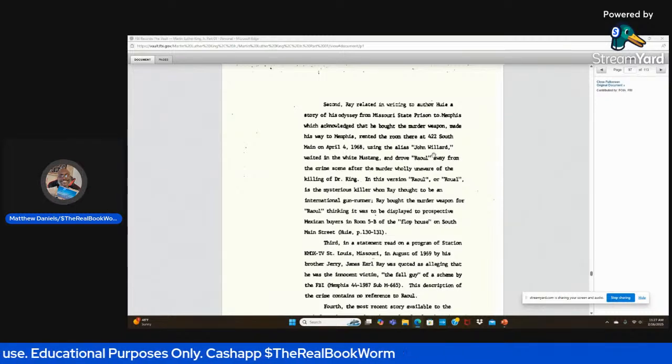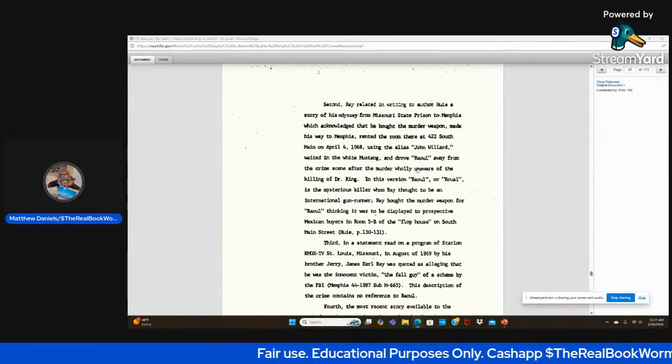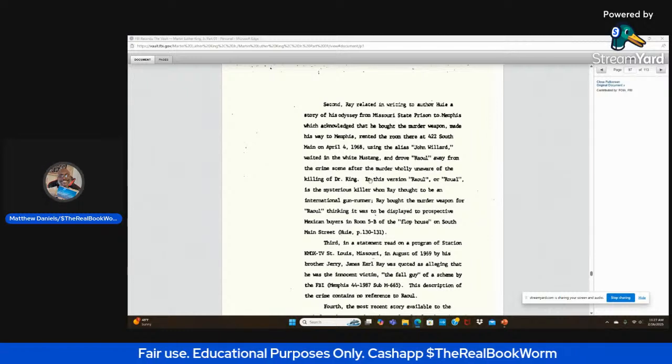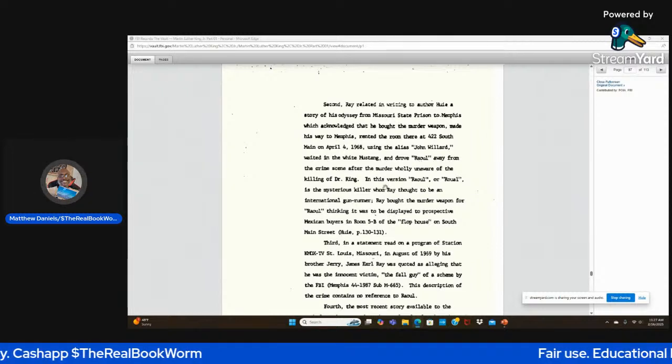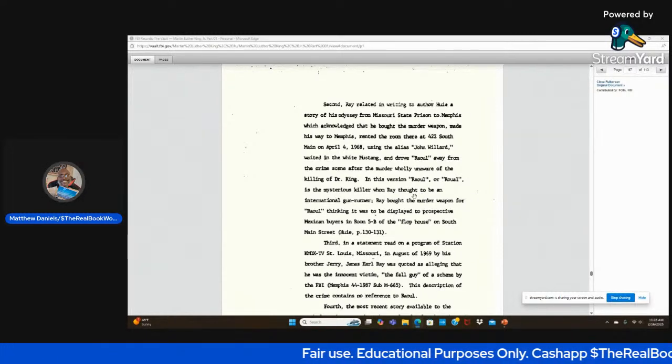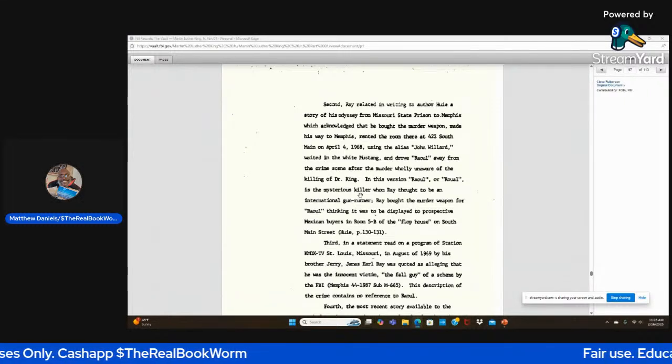Now, Raul may look similar to James Earl Ray. They may look similar in build, height, weight, and that may be why they use Raul to be his contact. Maybe. In this version, Raul is the mysterious killer whom Ray thought to be an international gun runner. Remember, he said he met him in Canada.